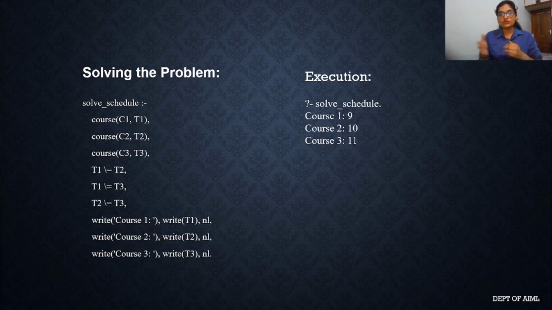So the execution has been presented here. It assigns course 1 to be scheduled at 9, course 2 at 10 and course 3 at 11, so that no clashes between the courses happen.